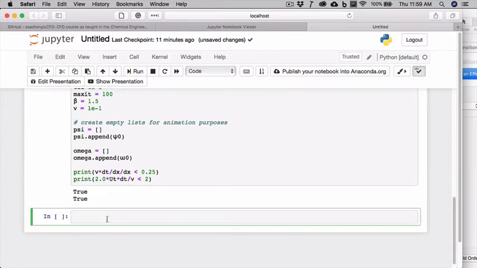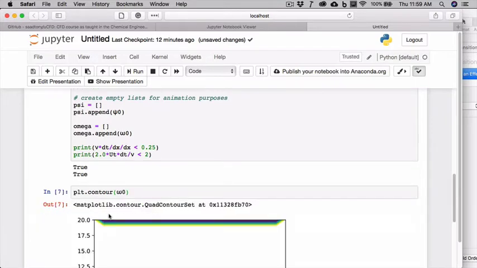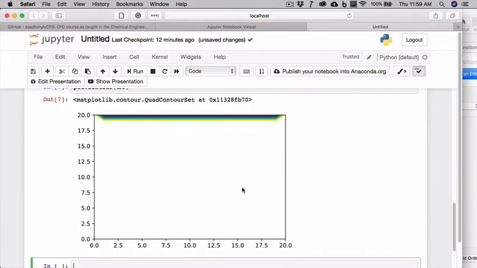So now if we do a contour plot for the vorticity, omega 0, you're going to get this. Everywhere else is 0 except at the boundary. Why at the boundary? Because we have this velocity condition that is driving the wall. So that is where we are generating vorticity.